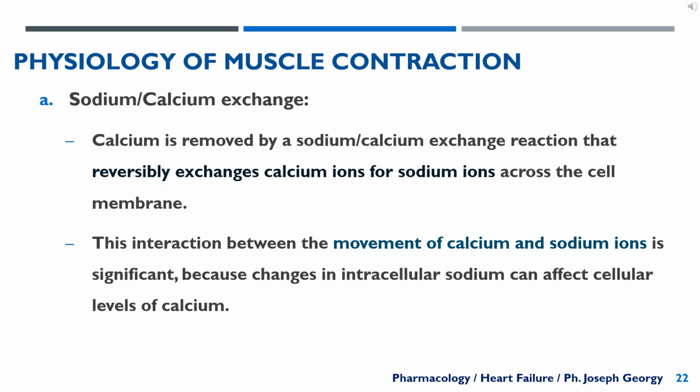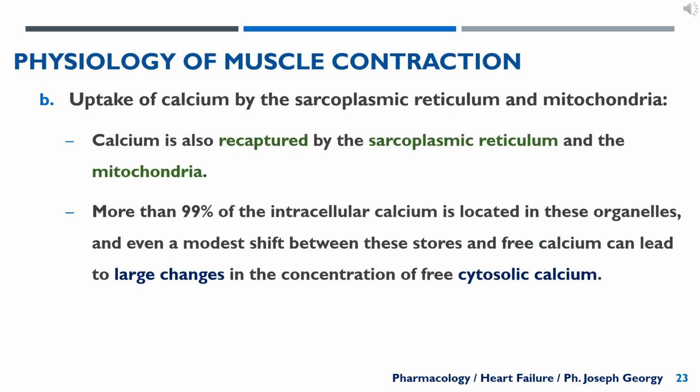This interaction between the movement of calcium and sodium ions is significant because changes in intracellular sodium can affect cellular levels of calcium. When we want to talk about uptake of calcium by the sarcoplasmic reticulum and mitochondria, we should know that calcium is also captured by the sarcoplasmic reticulum and the mitochondria, and more than 99% of the intracellular calcium is located in these organelles. And even a modest shift between these stores and free calcium can lead to large changes in the concentration of free cytosolic calcium.